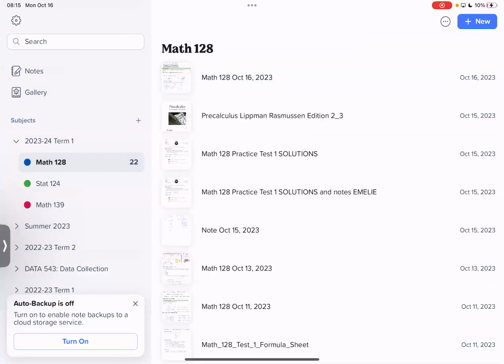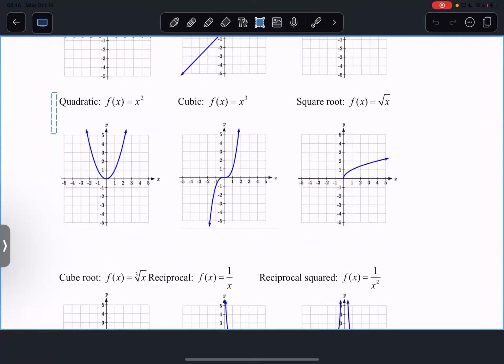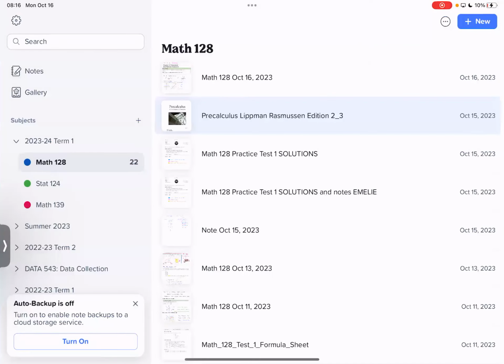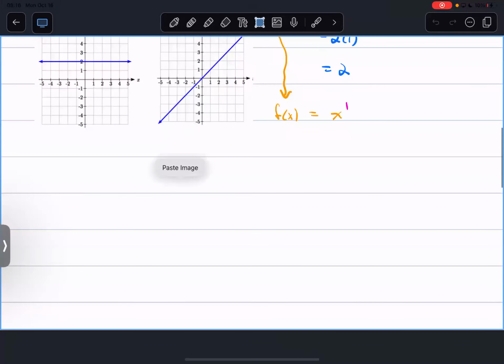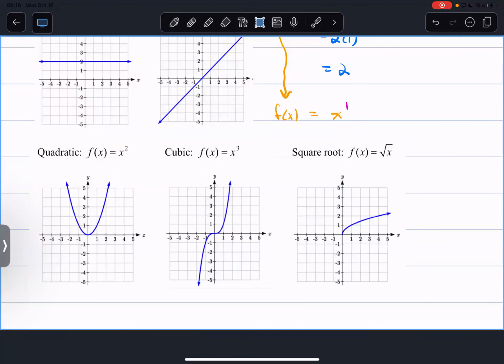Let's have a look at some of the other toolkit functions. Remember, the toolkit functions are the ones that we're supposed to know inside and out, what they look like, how they behave, right? So we talked about x squared, x cubed, right? Those are relatively obvious power functions. They have that exact form that we introduced, x to the power of p.